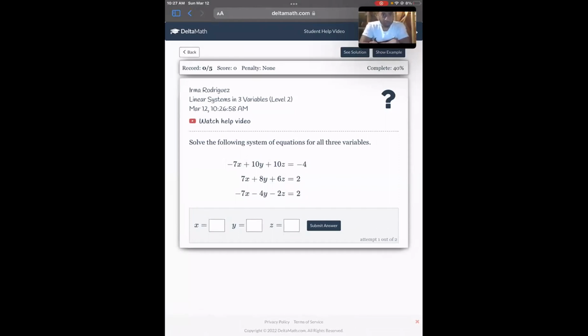Okay, solve the following system of equations for all three variables. All right, how are we going to do this one? Hold on. How did you guys do this in class? There's a bunch of steps. You remember the steps? I have to look back on my notes.